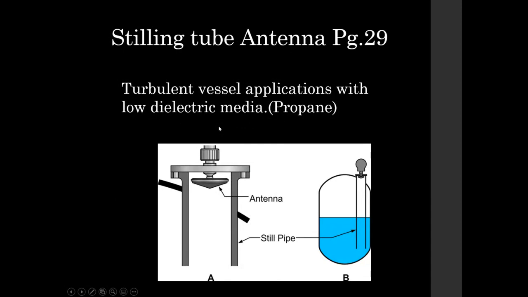Stilling tube antenna here, great. Another stilling tube here. Good for turbulent vessel applications with low dielectric media. The example given in the ILM specifically mentions propane. Not sure exactly why, because the ILM is basically new. But there you go.